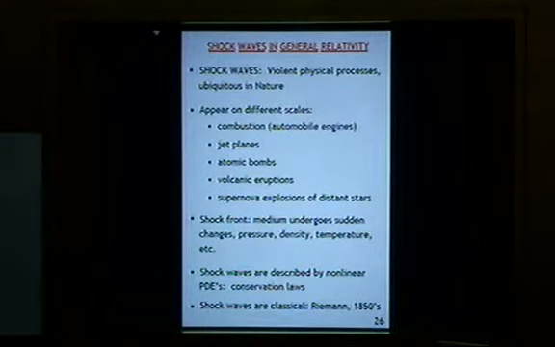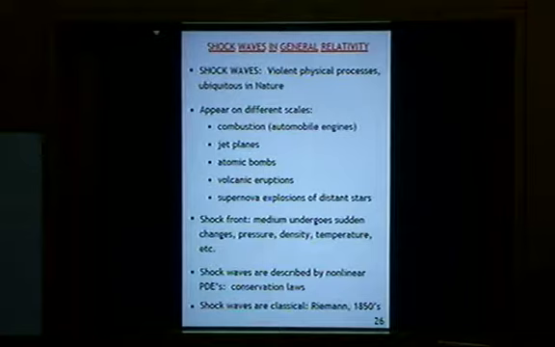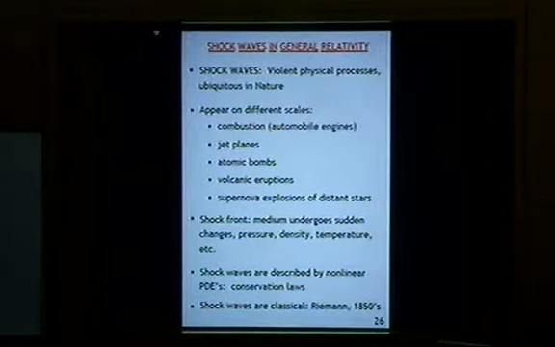Now there's something called the shock front. The medium, whatever you're looking at, undergoes sudden changes in pressure, density, temperature, and so forth. On one side of the front, there's a certain pressure, density, and temperature. On the other side, there's another one. The shock wave connects those two. They're described by nonlinear partial differential equations called conservation laws. Shock waves are classical, and they go back to Riemann in the 1850s. So here's another great thing Riemann did. He did 10 great things.